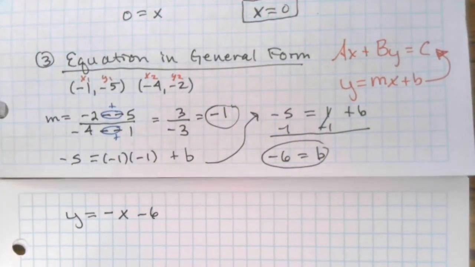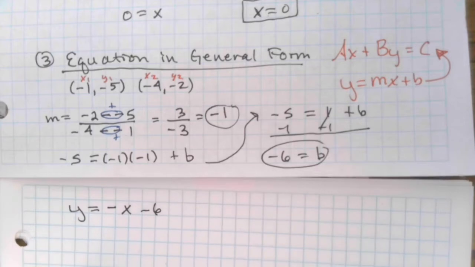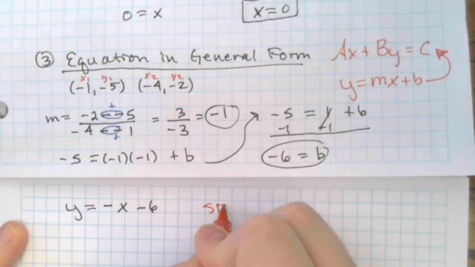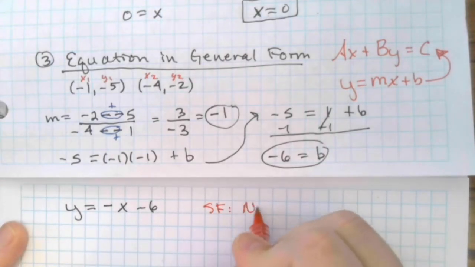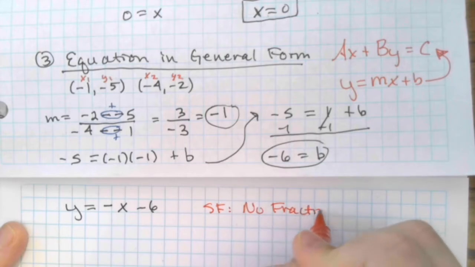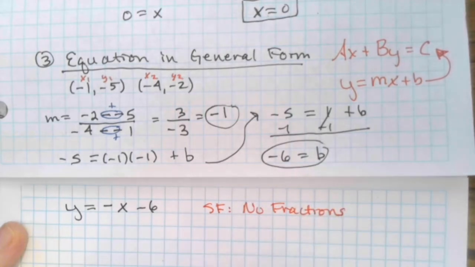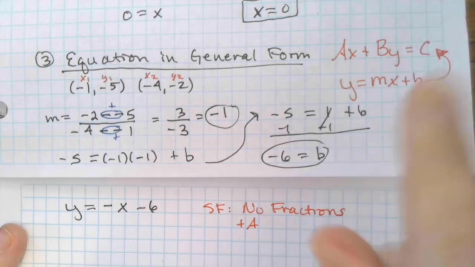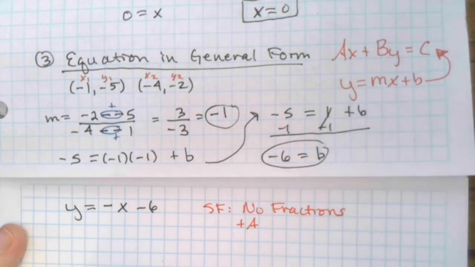Now, to put this into standard form, it has no fractions, and the a has to be positive. Those are the only two requirements that we have. And then you put it, of course, into the form ax plus by equals c.